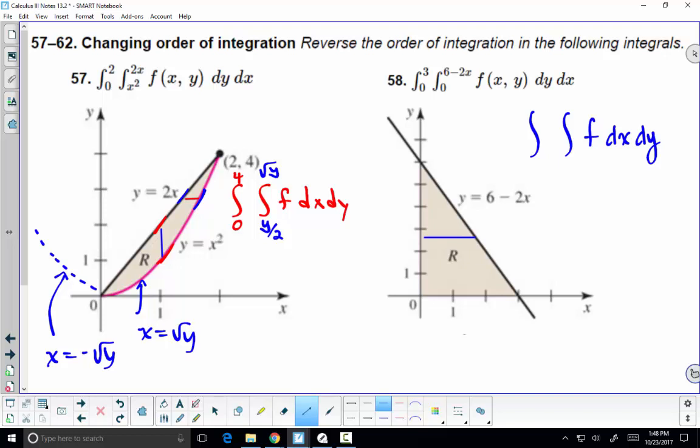I don't know if it helps, but one way I've always thought about it, like in Calc 2, was to basically turn the graph, rotate the graph.